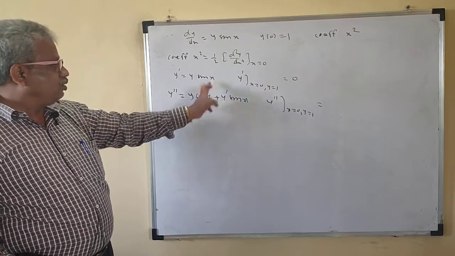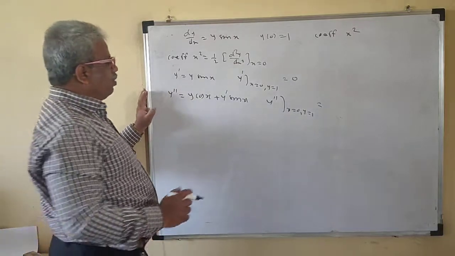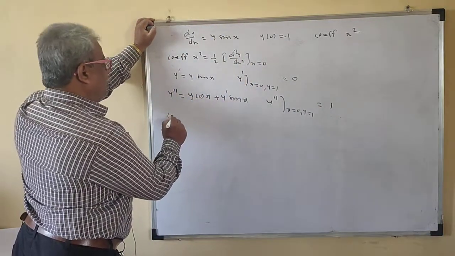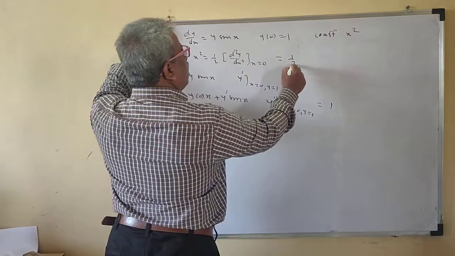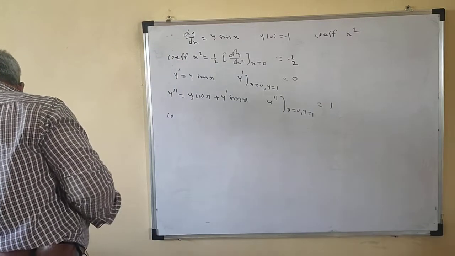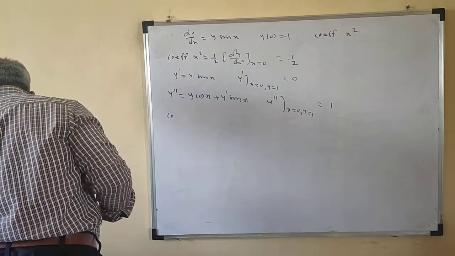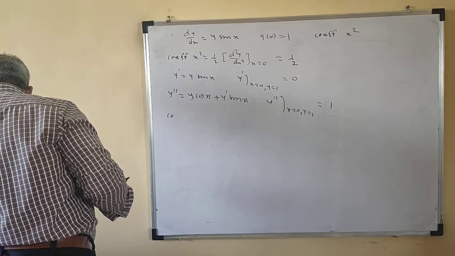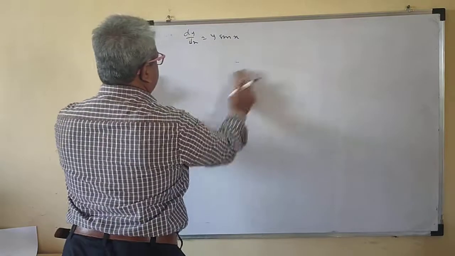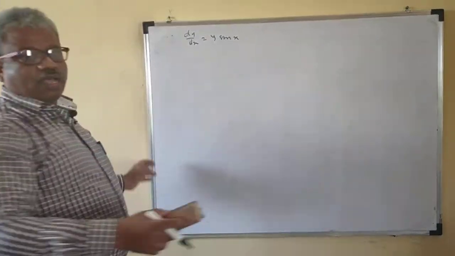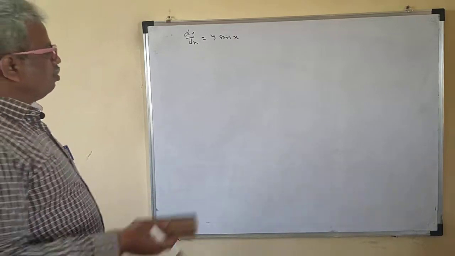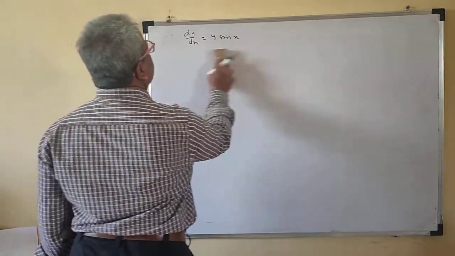y prime is 0, and sin 0 is also 0 here. So that means this is 1. So the coefficient of x square is 1 half, only 1 half. So this will be your correct answer. And if they want, you can write the value of this. To find the value of y of 1 is very complicated, because you cannot find the value of sin 1 and cos 1, so the values of sin 1 and cos 1 should be provided.